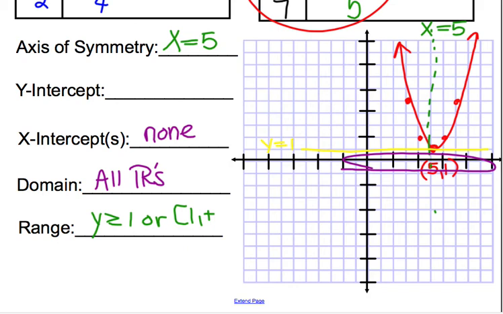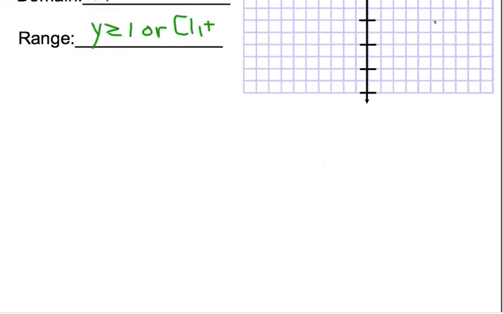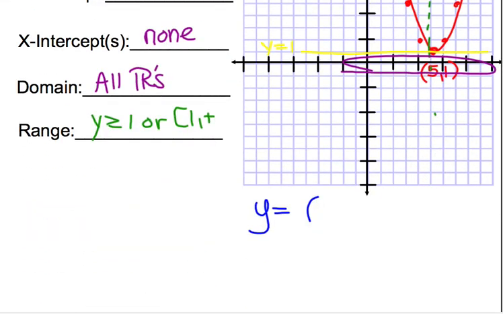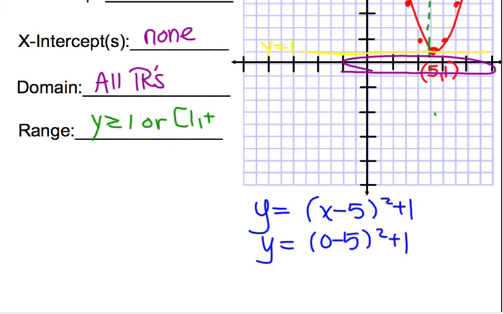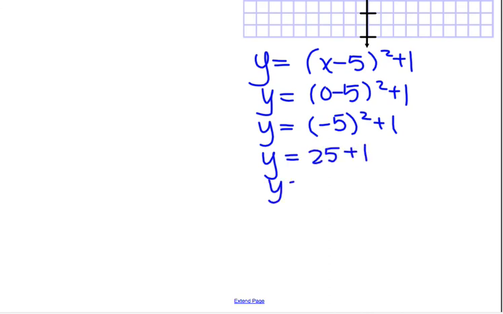The last thing we want to do is go ahead and find the y-intercept. So the y-intercept, we have that equation, x minus 5 all squared plus 1. To find the y-intercept, we're going to let x be 0, and we're going to solve it for y. So simplify inside that parentheses, we get -5. -5 times -5 is 25. Add 1 and we get 26.